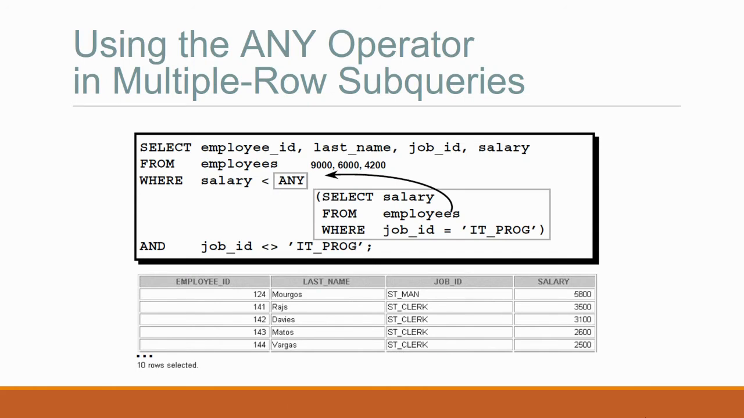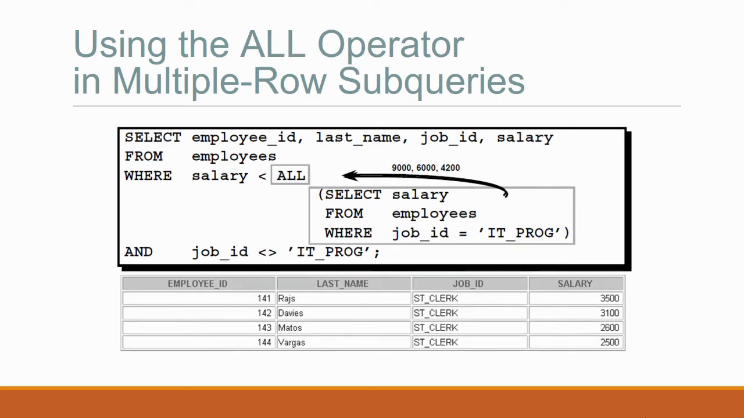The ANY operator compares a value to each value returned by a subquery. The slide example displays employees who are not IT programmers and whose salary is less than that of any IT programmer. The maximum salary that a programmer earns is $9,000. Less than ANY means less than the maximum, and greater than ANY means more than the minimum.